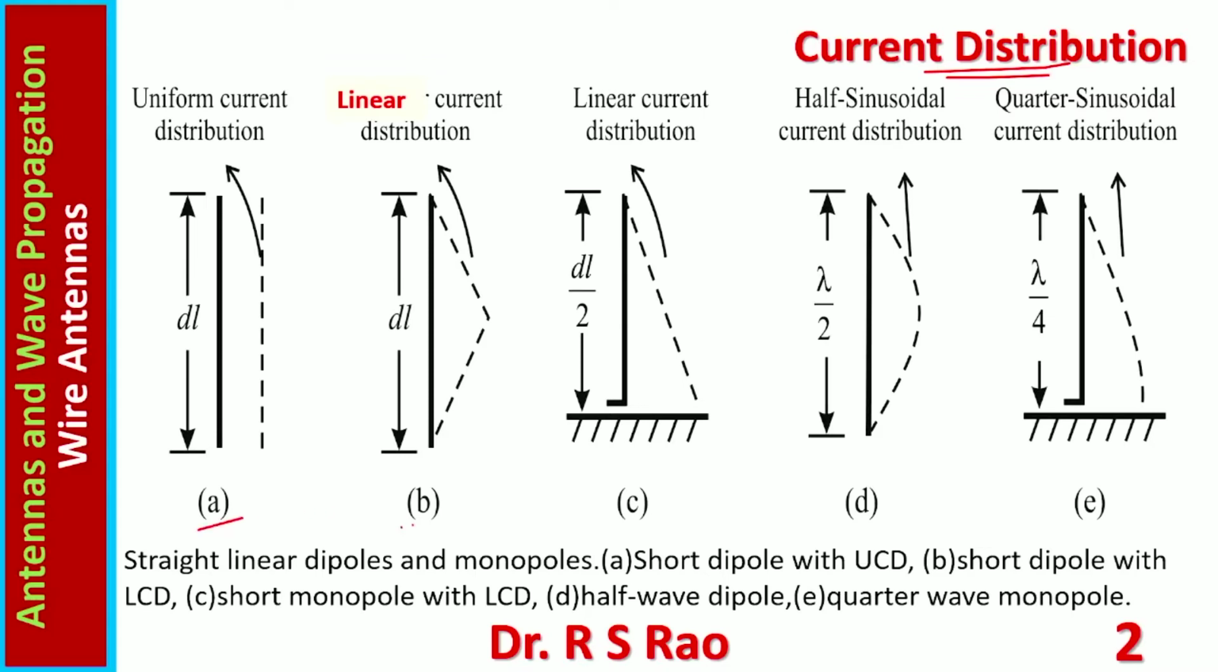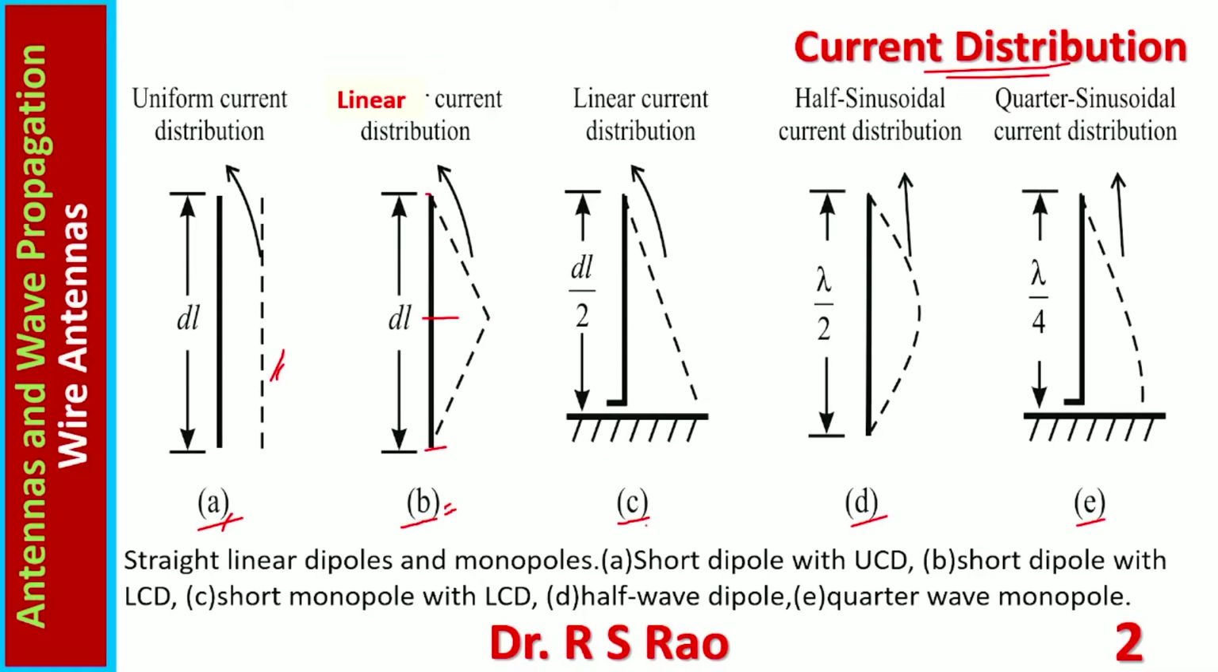Here are shown 5 vertical conductor radiators. First one is a short dipole, length is very small, having uniform current distribution. It is not a practical one, but it has tremendous theoretical importance. It is already covered in an earlier session. In B is shown a short dipole whose length is also small, but current distribution over it is changing in a linear manner. At the tips or ends, current is 0. It is increasing to a maximum at the middle of the conductor.